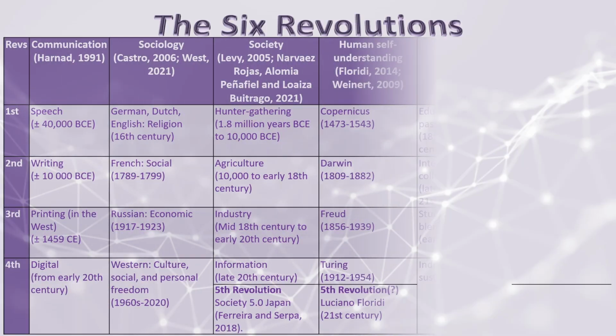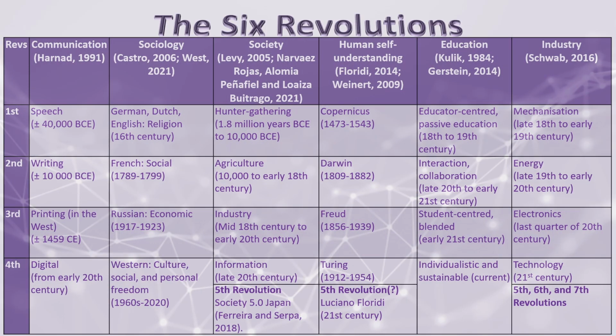The oldest of the 6 major fourth revolutions is the communication revolution, and the youngest revolution is the industrial revolution. The other 4 major revolutions include the education revolution, the revolutions in human self-understanding, the revolutions that develop society, and the revolutions that develop civilization. I will be discussing each one of these separately. This table shows them all together and compares their timelines.